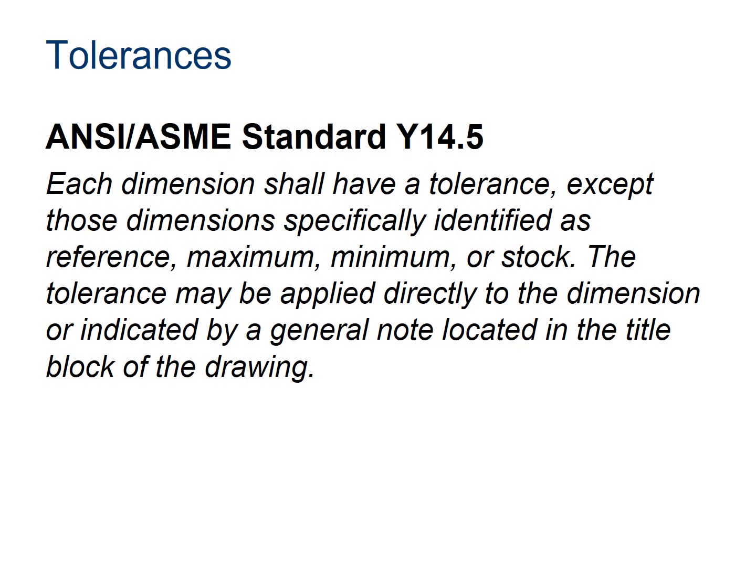And then you have this term ANSI or ASME. ANSI is what is that? American. Yeah, I know, the American Society of Mechanical Engineers. That's what ASME is. That's the standard Y14.5. That says specifically that each dimension shall have a tolerance except those dimensions specifically identified as reference, maximum, minimum, or stock. The tolerance may be applied directly to the dimension or indicated by a general note located in the title block of the drawing. So it's actually codified that we have to have tolerances.